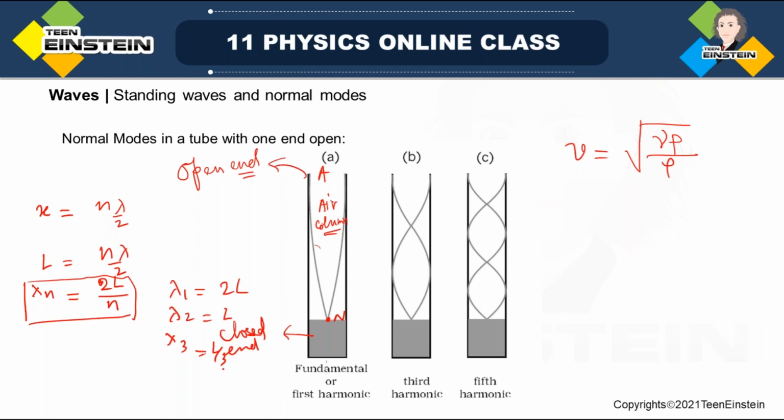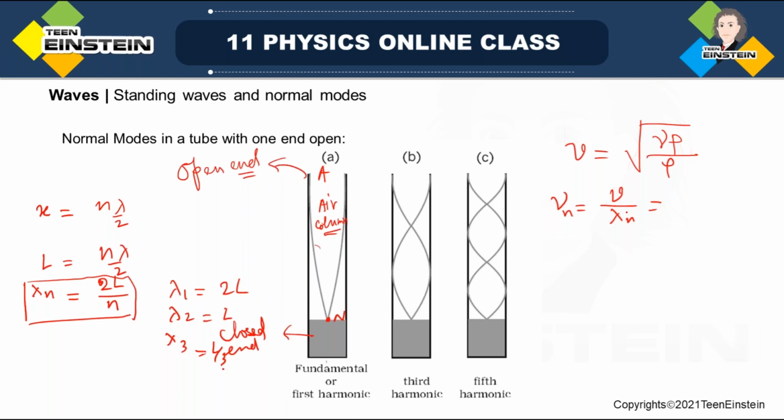Actually, the sound created here is a longitudinal wave, not a transverse wave. So the speed of the longitudinal wave will be given by the square root of gamma p by rho. Now to find out the frequency, it will always be v by lambda. Suppose this is nu n, so v by lambda n, because all the waves will have the same speed.